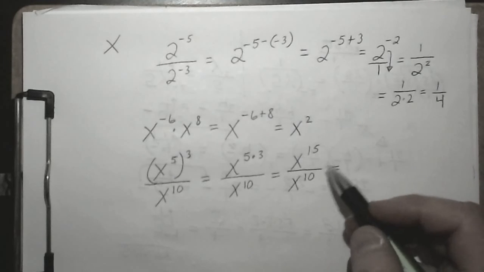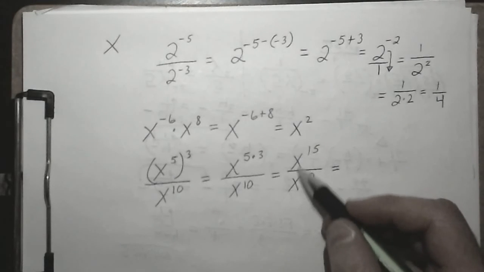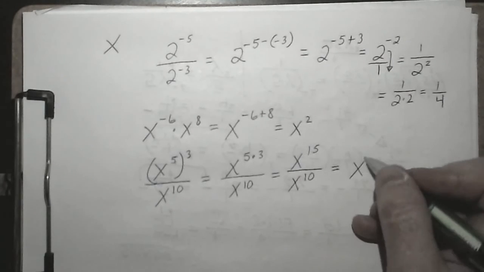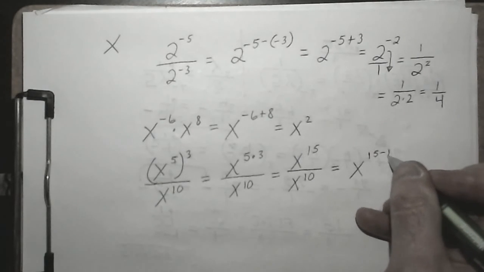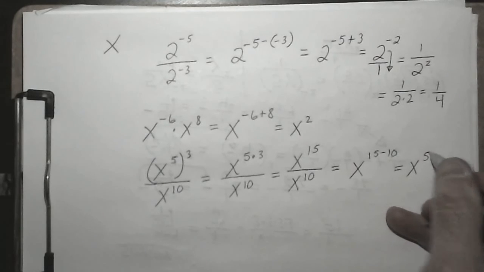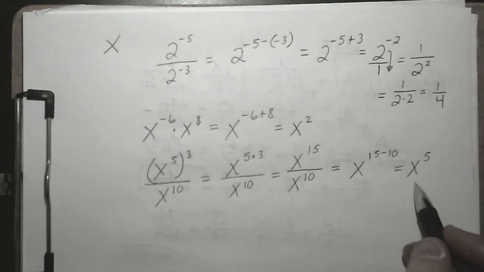Now, ladies and gentlemen, we shift gears because now we're dividing like bases, and therefore we have to use a different rule of exponents that says when we divide like bases, we keep the base the same, and we take the numerator exponent and subtract off the denominator exponent. Final answer is going to be x to the 5th power, and that is your final simplified result of the problem we began with.